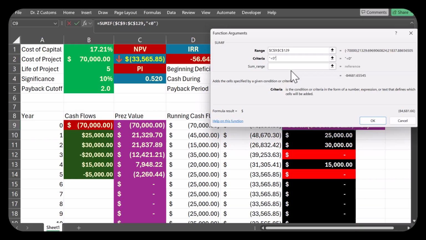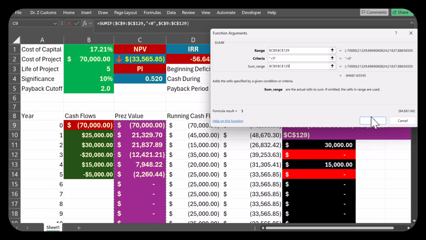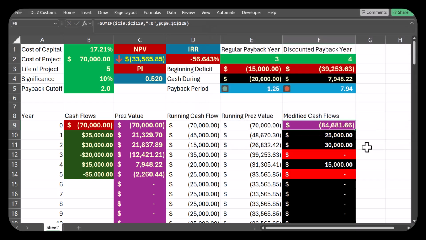And where are you adding? In this case, I'm going to add the present values, but the addition that you make does not even have to be on that column. But in this case, it is. Voila. My original negative PV was period 0 anyway. To that, it adds the present value from year 3, which is 12,421, and from year 5, 2260. So that's essentially a modified cost of the project. I just took future negative cash flows, brought them into today. Okay, that's all I did.